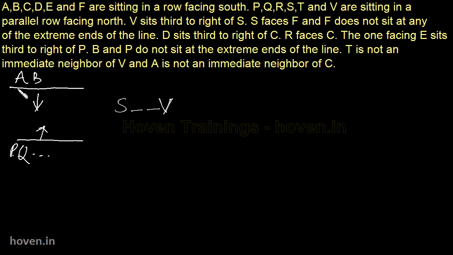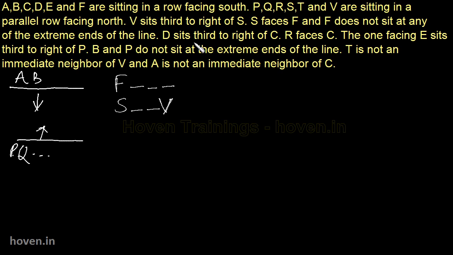So from the upper row, F is sitting opposite to S. So here we can draw three more lines. These are the spaces for three more members because members are sitting opposite to each other. If S and F are opposite to each other, somebody has to be here, somebody has to be here, and somebody has to be opposite V.